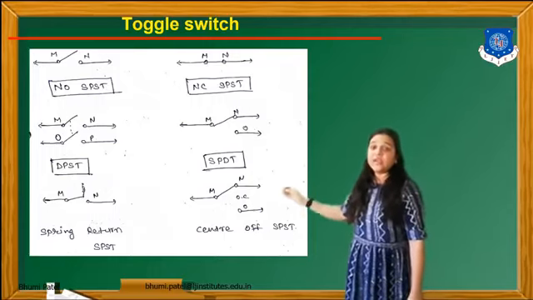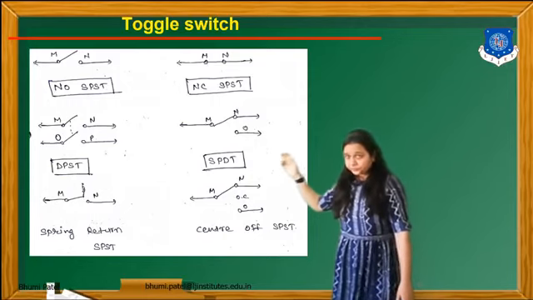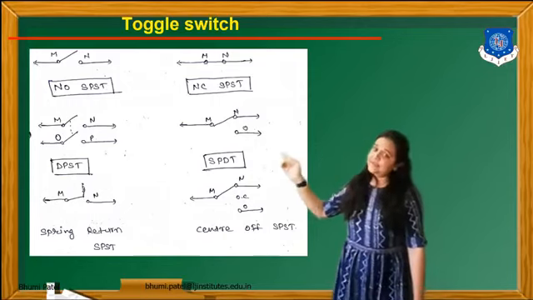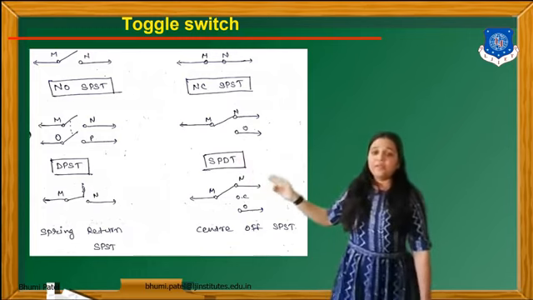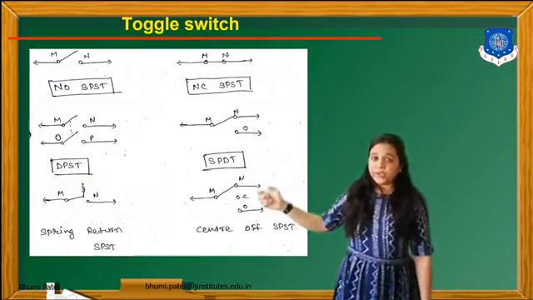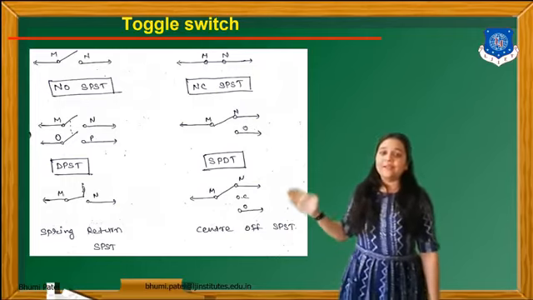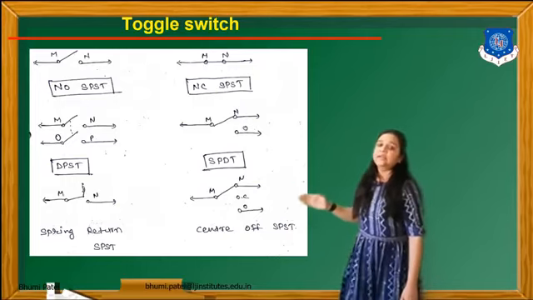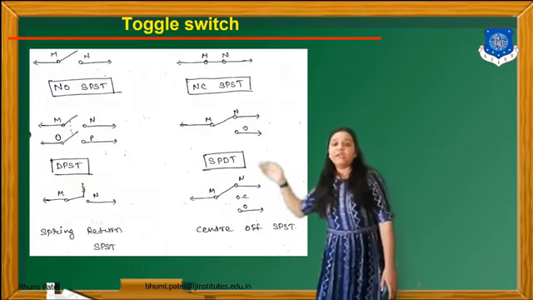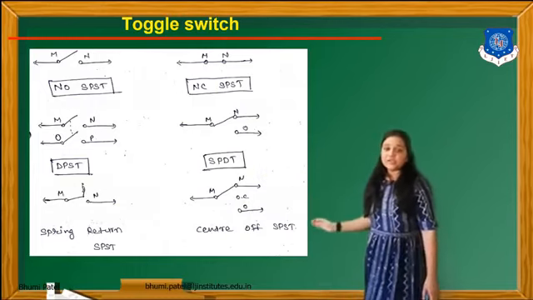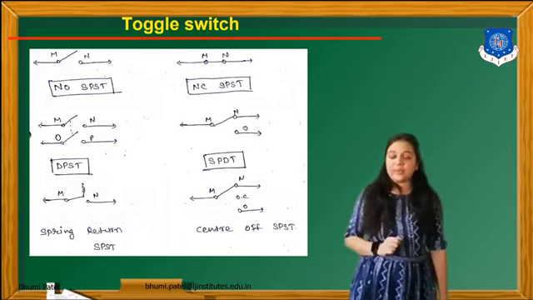Then next we can connect the double switch at the same time, so it is known as the DPST. Then we can connect the one input and the 2 outputs, that is known as the SPDT. Then the spring return SPDT, we can connect also a spring with the toggle switch. And the last one is the center of SPST.